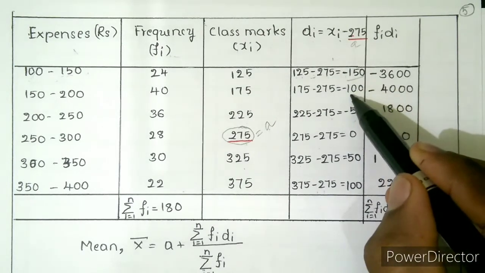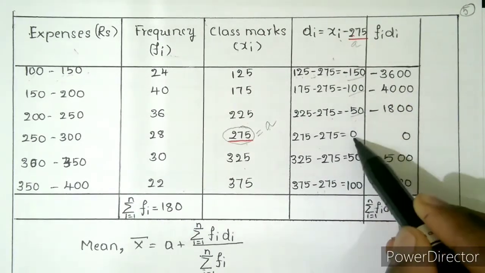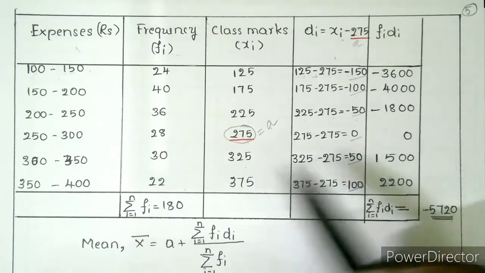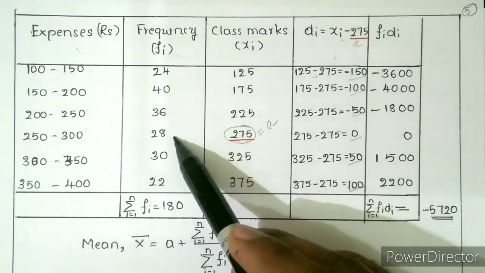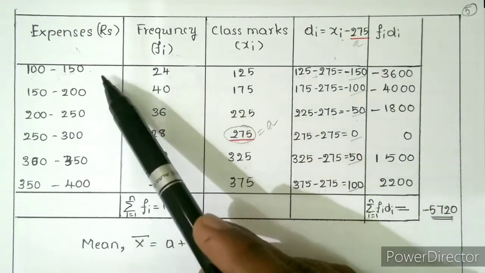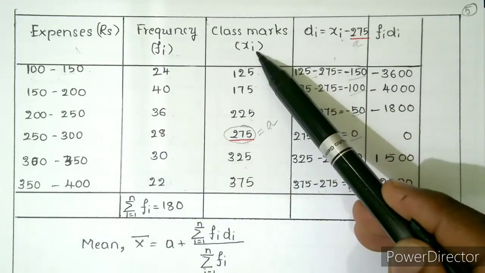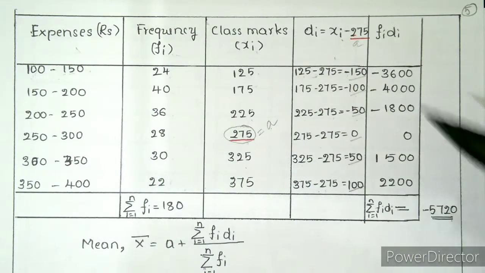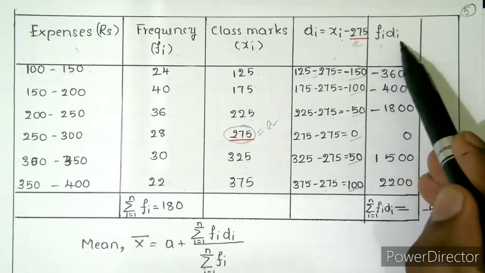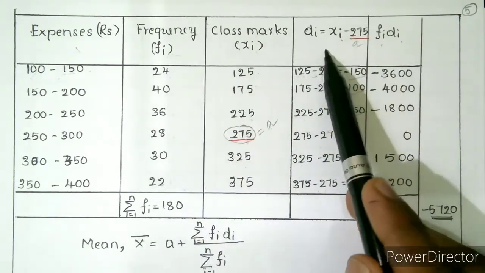So these are d1, d2, d3, d4, d5, d6. These are f1, f2, f3, f4, f5, f6. Like this. This is the class interval, and these are x1, x2, x3, simply written generally as xi. Okay, so now multiply fi di. Fi is here, di is here.